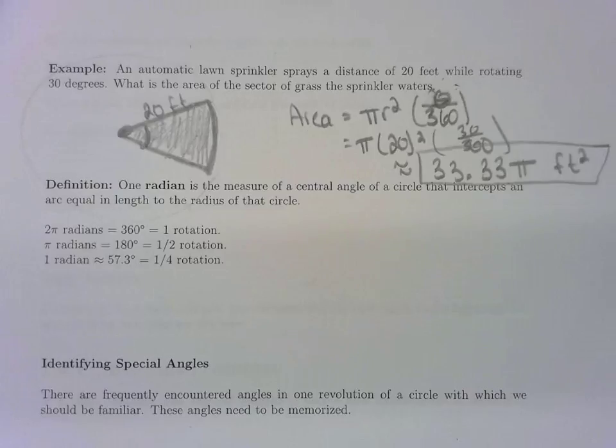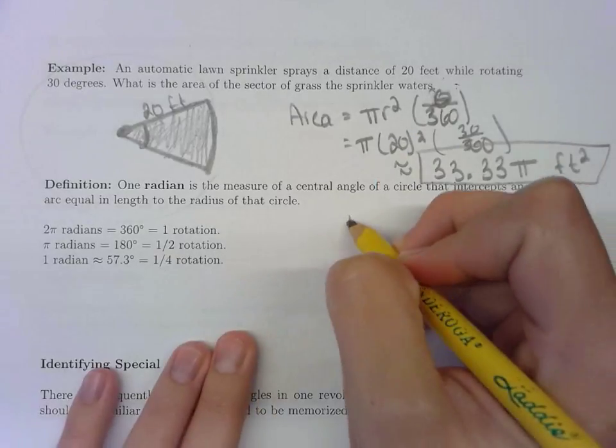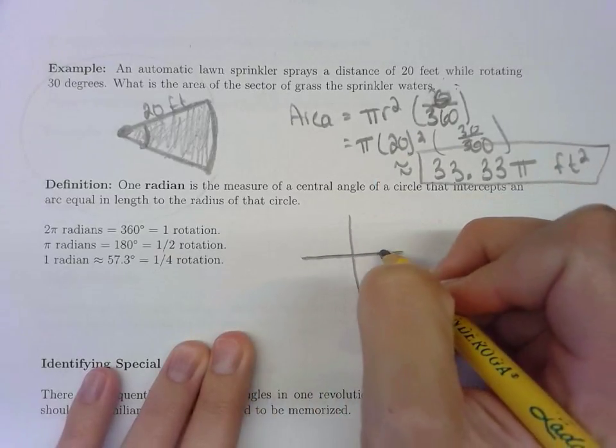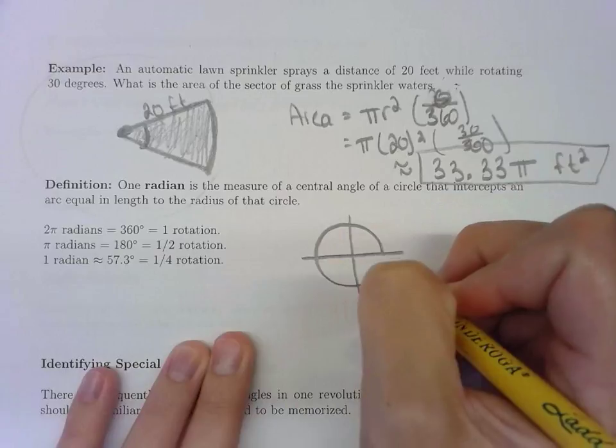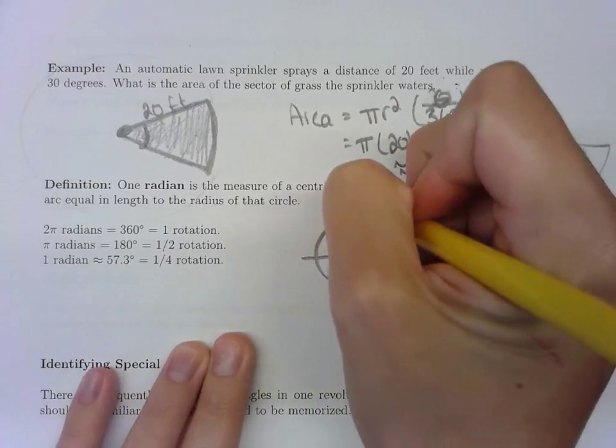Next definition, we have 1 radian. This is another way to measure angles. So far we've just looked at degrees. Now for radians, it says it's the measure of a central angle of the circle that intercepts an arc equal in length to a radius of that circle. So 2 pi radians is 360 degrees, or 1 rotation. So 2 pi, which again I'm just going to put in standard form, is 1 complete rotation. So that is 2 pi radians.